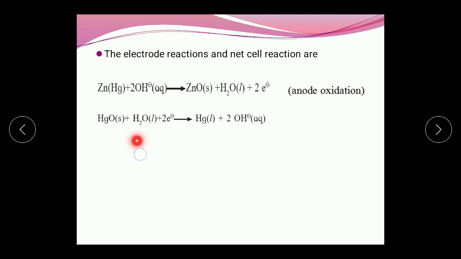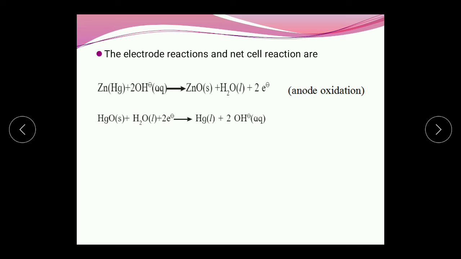This HgO, in the presence of water, will accept those electrons coming from the anode and get converted into mercury plus 2OH minus ions. That means electrons are released, which come towards the cathode where HgO is there, which accepts those electrons in the presence of water to give mercury along with the release of 2OH minus ions. As these are ions, it is written aqueous in the bracket.